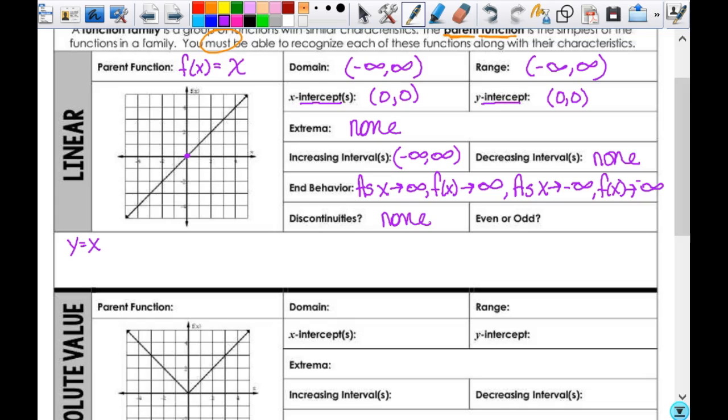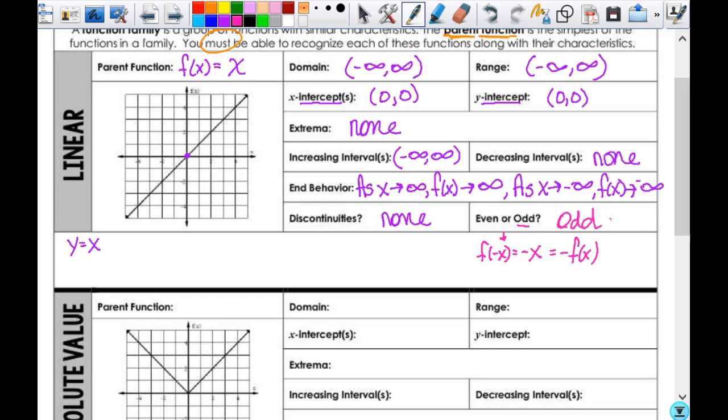The algebraic test for that, which is what your quiz is on Tuesday, and then you have a test on Wednesday, is to find f of negative x. So in this case, f of negative x equals negative x. And then if what I get here after I simplify, which there's nothing I can do to simplify, right? If this equals f of x, which it doesn't, then it's even. If this equals negative f of x, which it does, because if I just multiply both sides by a negative 1, that's what I get, that makes it odd.